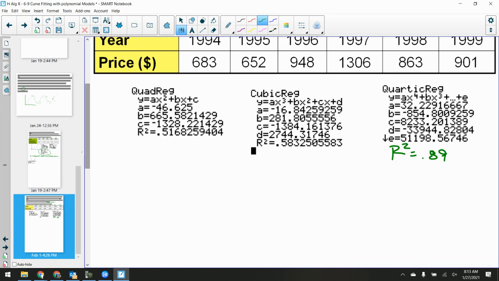So my model, since it's a quartic model, would be y is equal to 32.23 x to the 4th minus 854.8 x to the 3rd plus 8,233.2 x squared minus 33,944.82 x plus 51,198.57.